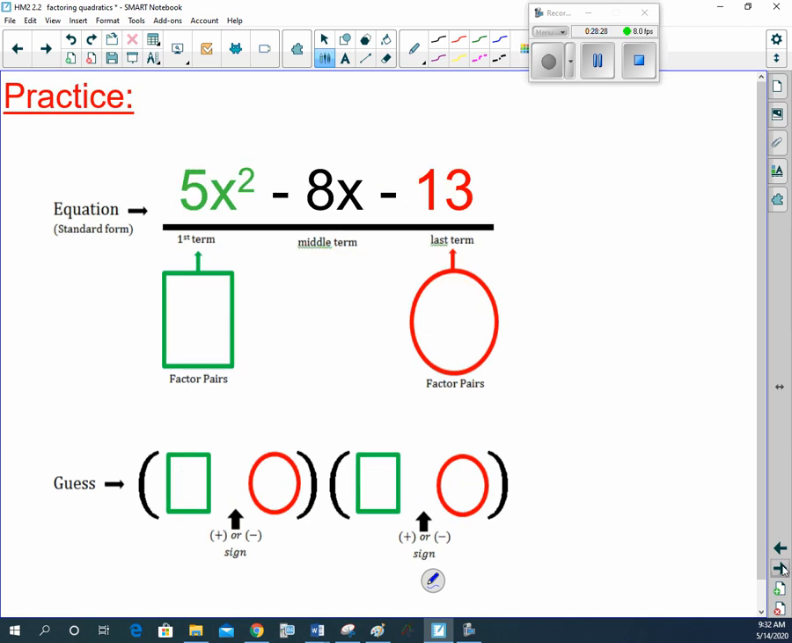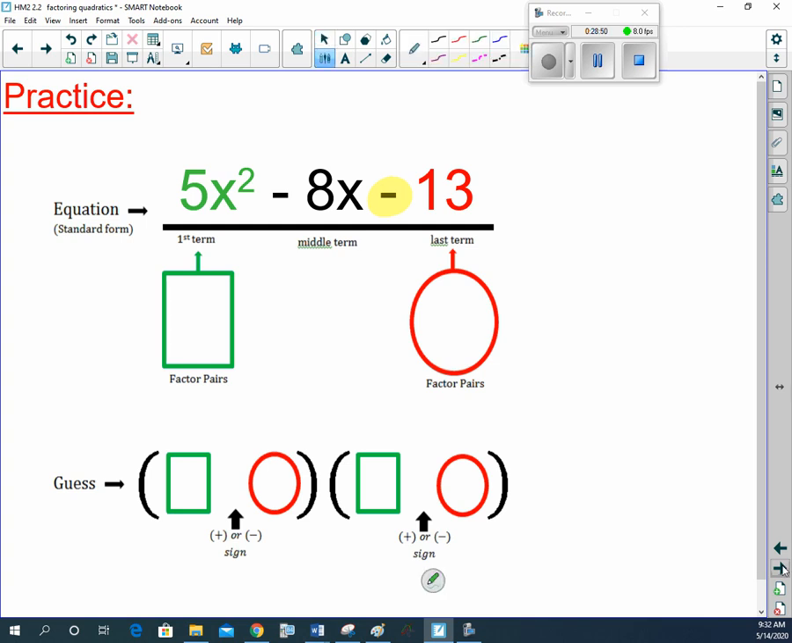Okay, again. So 5x squared minus 8x minus 13. The first thing I notice right here, darn it all, is that it ends in a negative sign. So that means my signs down here are different. One's positive and one's negative. I don't know which one is which yet, so I'm not going to write them down. I'm going to figure that out in a minute.